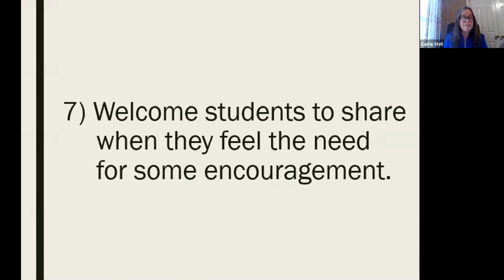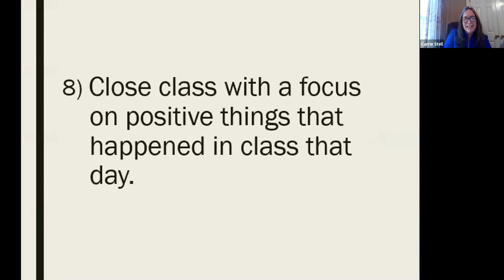it can be encouraging. And then finally on our to-do list, the 8th item, close class with a focus on positive things that happened in class that day. So I imagine many of you have used exit tickets before. And before I did this activity, when I used exit tickets, I was focused on learning information, skills that students had learned in class that day, successes, academic successes that they'd experienced.